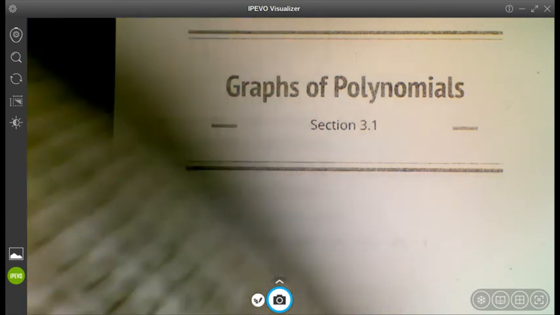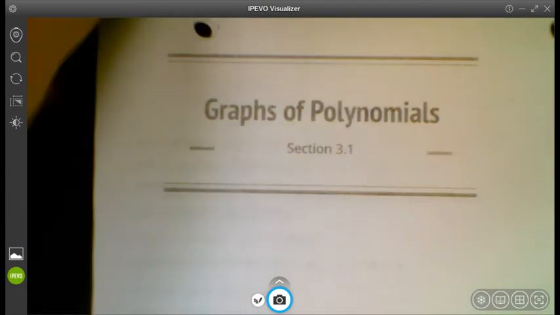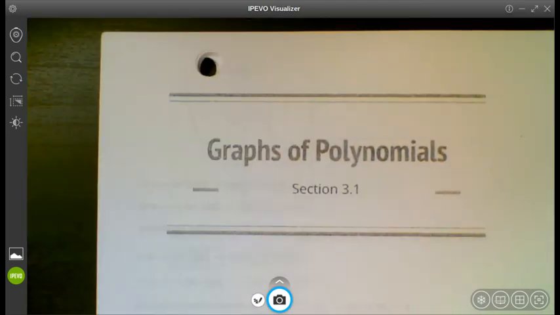Right, so this section is section 3.1. This will be the last unit that we're going to do. And this unit focuses on polynomials, rational functions, and then a little bit of radicals at the end.